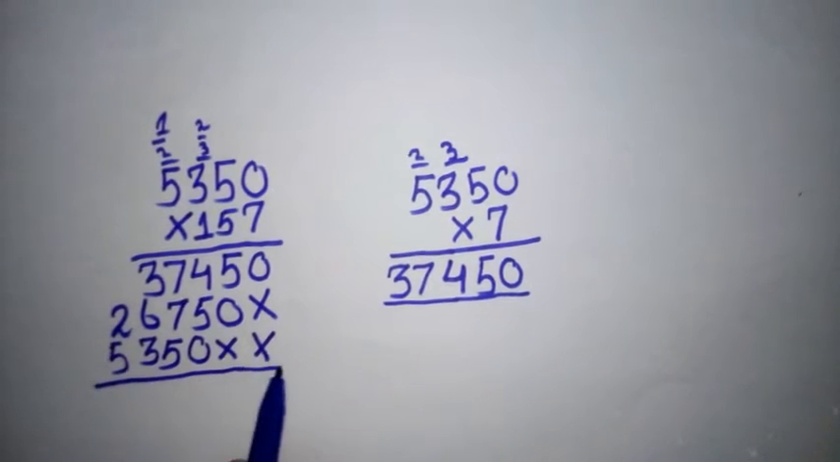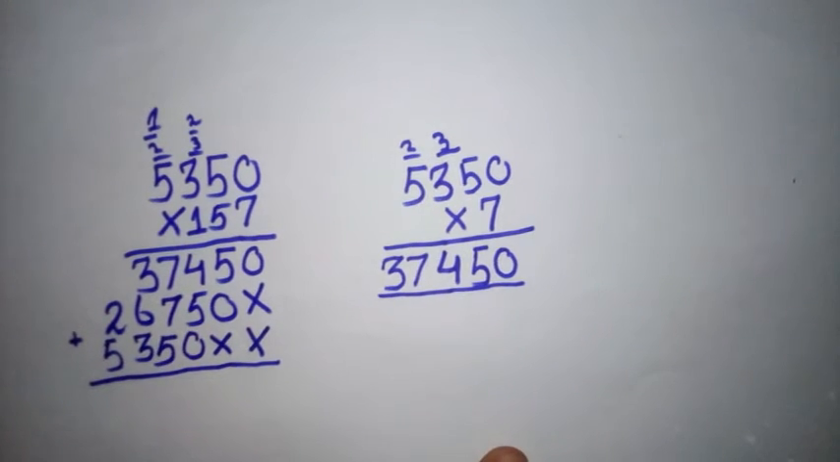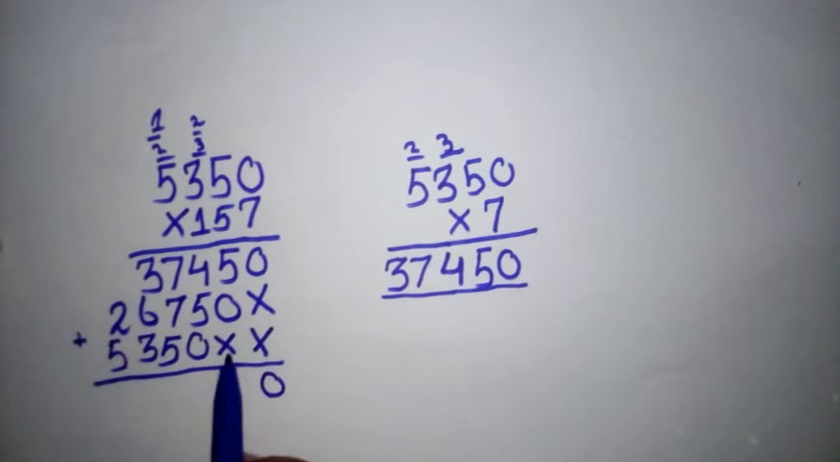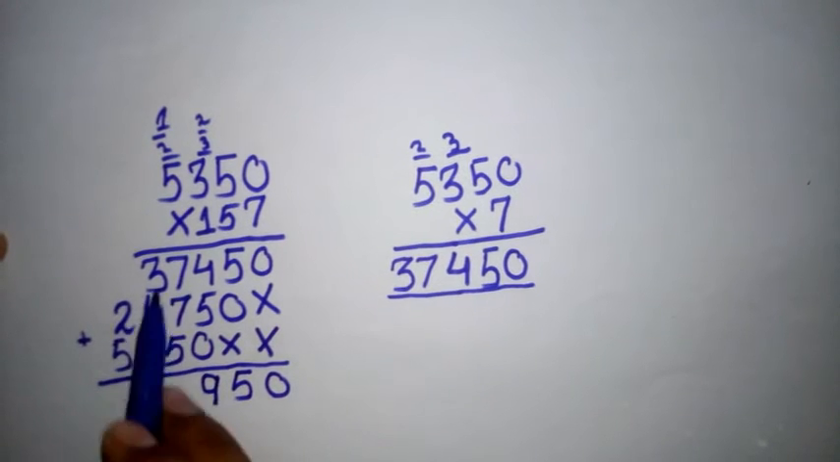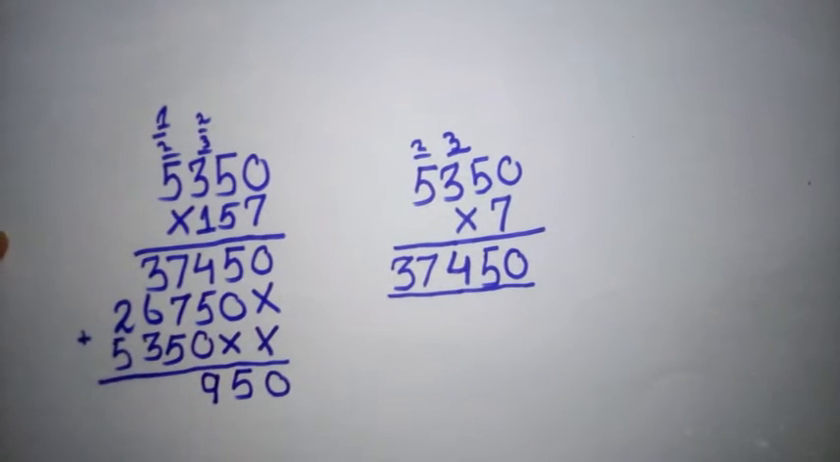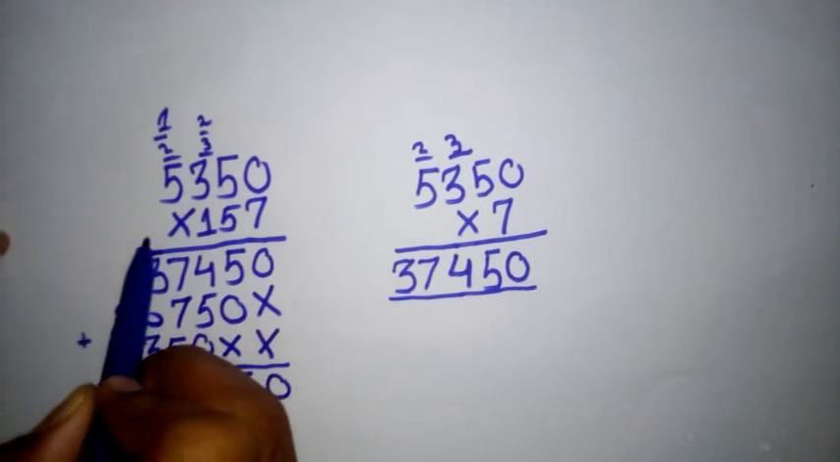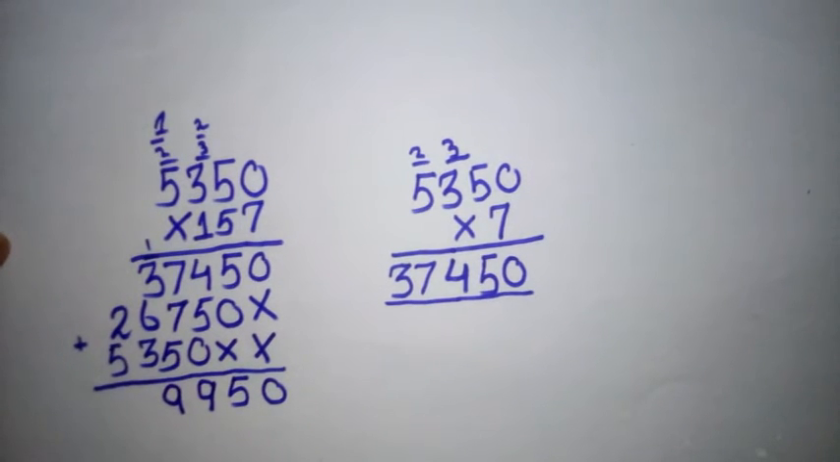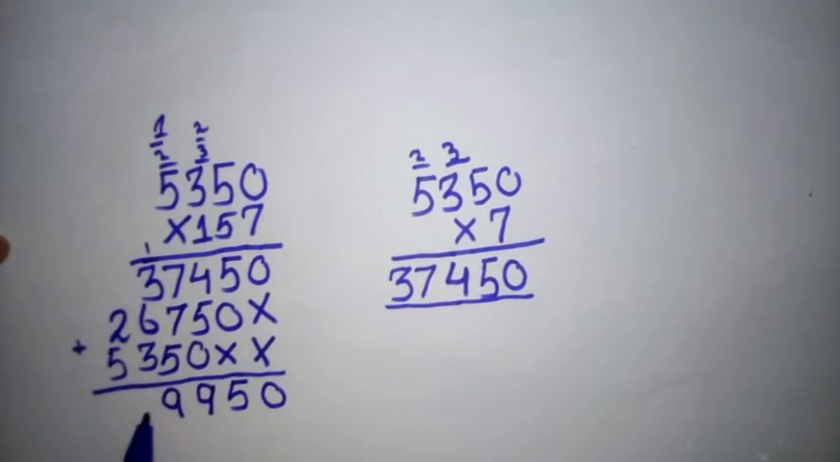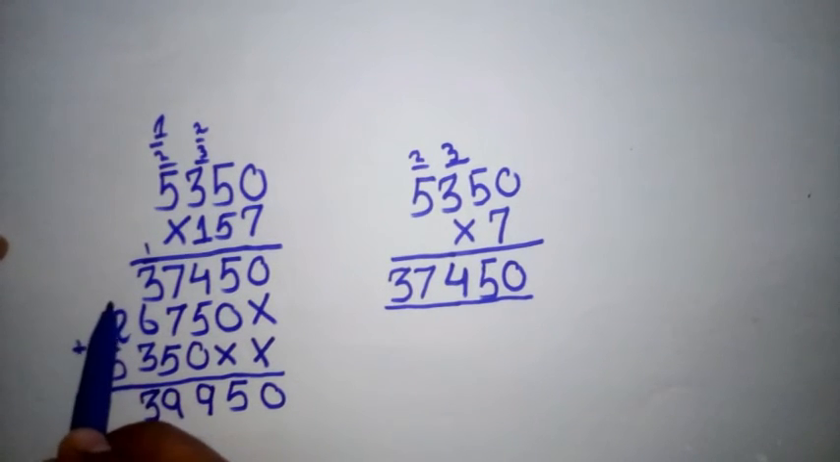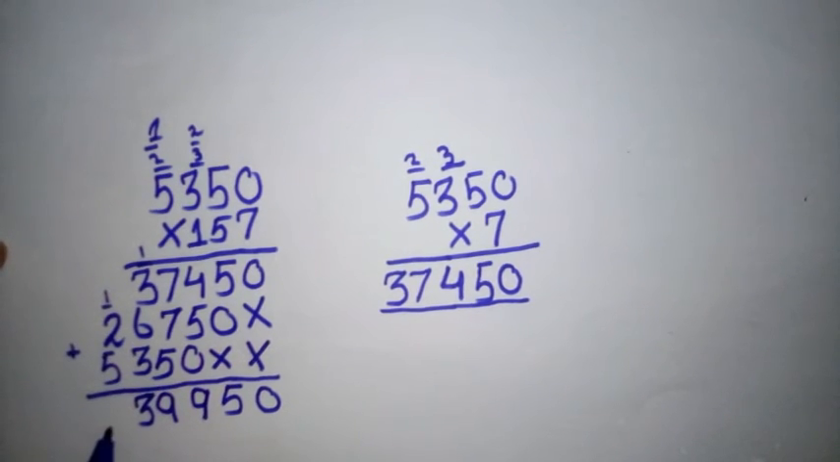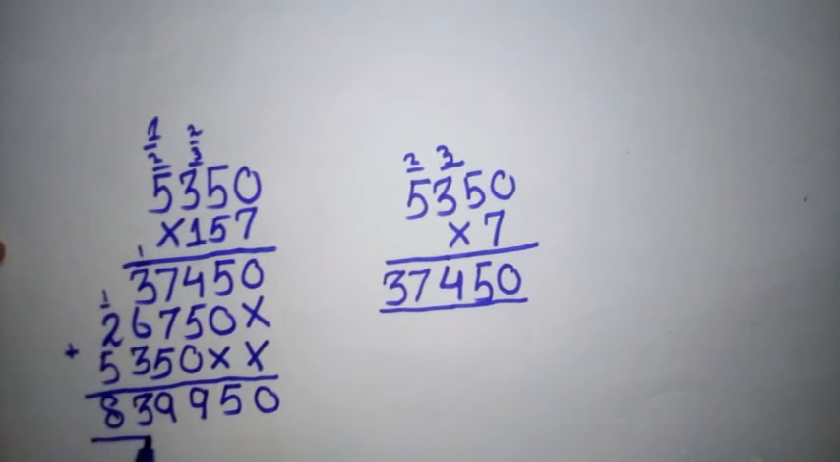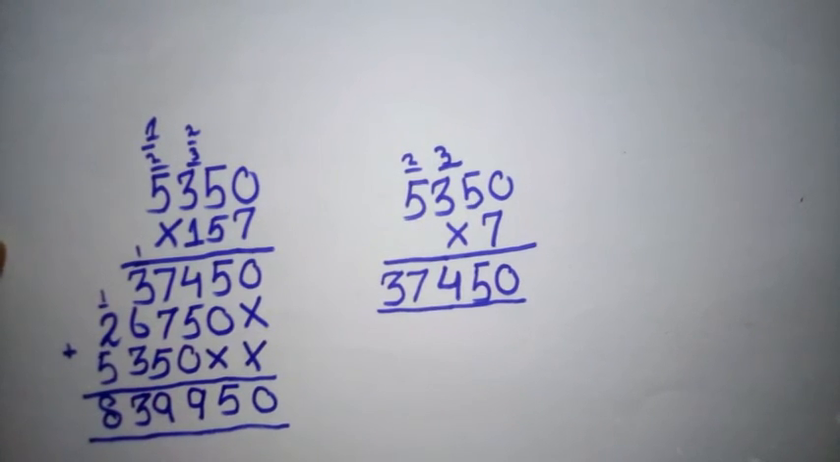Now we add these values. 0, 5 plus 0, 5. 4 plus 5, 9. 7 plus 7, 14. 14 plus 5, 19. Write 9 down and take 1 as a carry. 3 plus 1, 4. 4 plus 6, 10. 10 plus 3, 13. 2 plus 1, 3. 3 plus 5, 8. So the answer of this value is this.